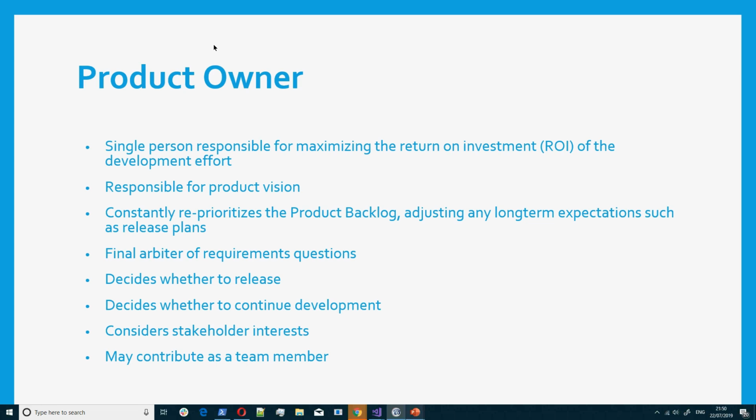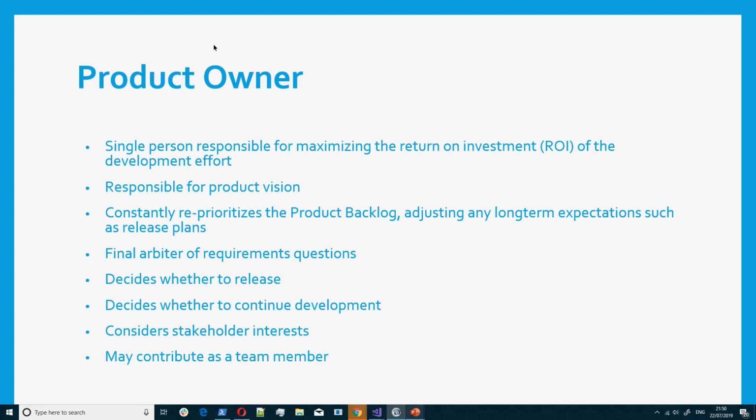Actually, in some instances you might work and see that the product owner is not actually there, but he has delegated that particular role to another person within the team. So it's also very necessary, because sometimes that happens. The product owner also decides whether to release or to continue development, and it's basically considered the best interest of the stakeholders. He may contribute as a member of the team. And also, like I said, a member of the team can be delegated or assigned to be a product owner.